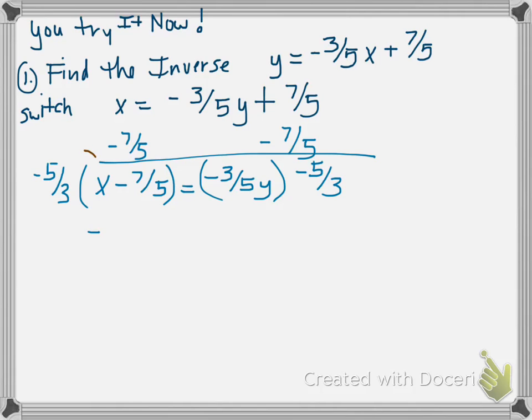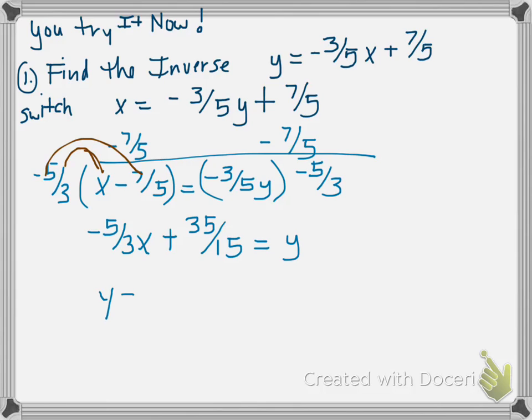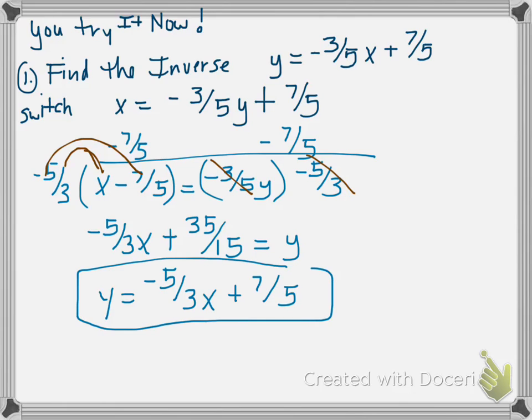So negative 5 over 3 times x gives me negative 5 over 3 x. And then that negative 5/3 times 7/5, and negative times negative is a positive. 5 times 7 would be 35 over the 15. It equals y, because these two would cancel on that side. Now, I'm going to flip it around, and I will have y equals negative 5 over 3 x plus, that reduces into 7 over 5. So that right there would be the answer for the first problem that you should have tried on your own.